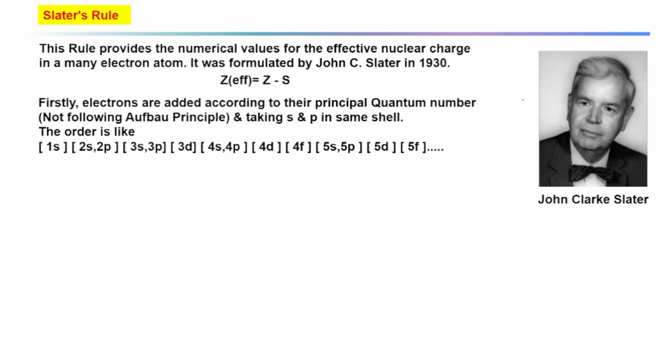Next, we will discuss Slater's rule. Now, this rule provides the numerical values for the effective nuclear charge in many electron atoms. It was formulated by John C. Slater in 1930.